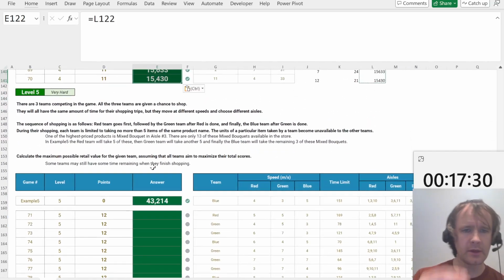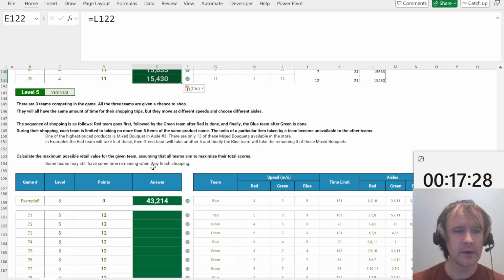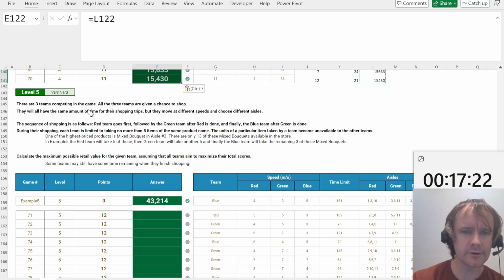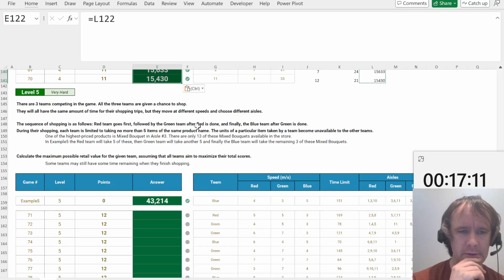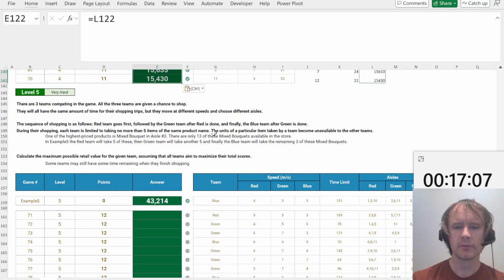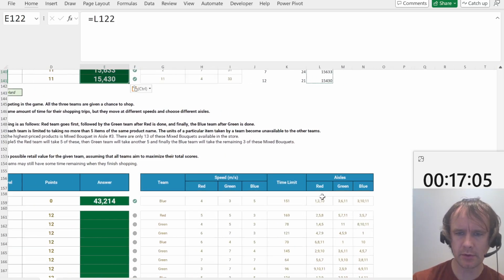3 teams competing in the game. All 3 teams are given a chance to shop. They will all have the same amount of time for their shopping trips, but they move at different speeds and choose different aisles. First red, then green, then blue. During their shopping, each team is limited to taking no more than 5 items of the same product name. The units taken become unavailable to other teams. Okay. So, okay.